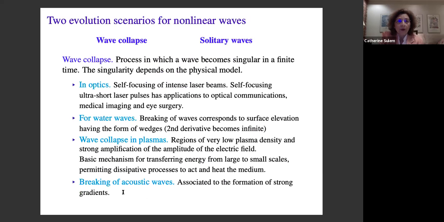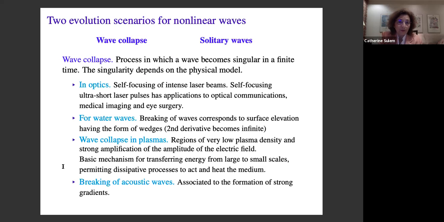And so when one is interested in the dynamics of nonlinear waves, there are essentially two main phenomena that may occur, and these phenomena are really fully nonlinear situations. One is wave collapse, and the other one is existence of solitary waves. Wave collapse is a process in which a wave becomes singular in a finite time. And what is really interesting is that the singularity depends on the physical model. So I have listed a few different situations here.